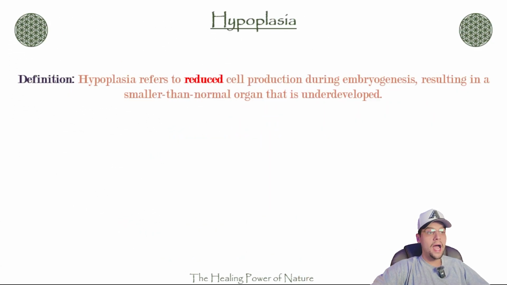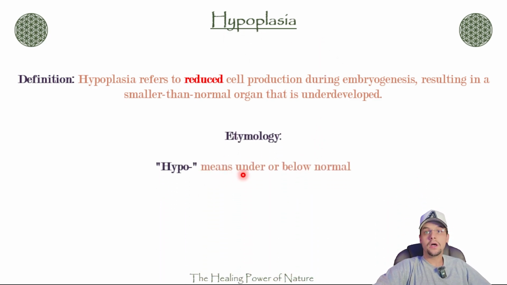What is hypoplasia? Hypoplasia refers to reduced cell production during embryogenesis, resulting in a smaller than normal organ. So it's still there, it's just smaller. It's hypoplasia. So if we break this word down in the etymology, hypo means under. I gave that one away. You should know this one. Plasia, good job, means formation.